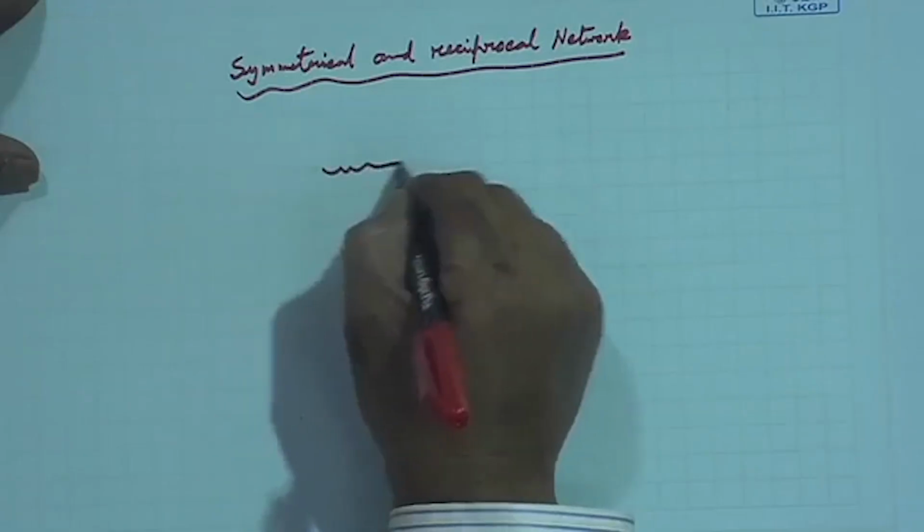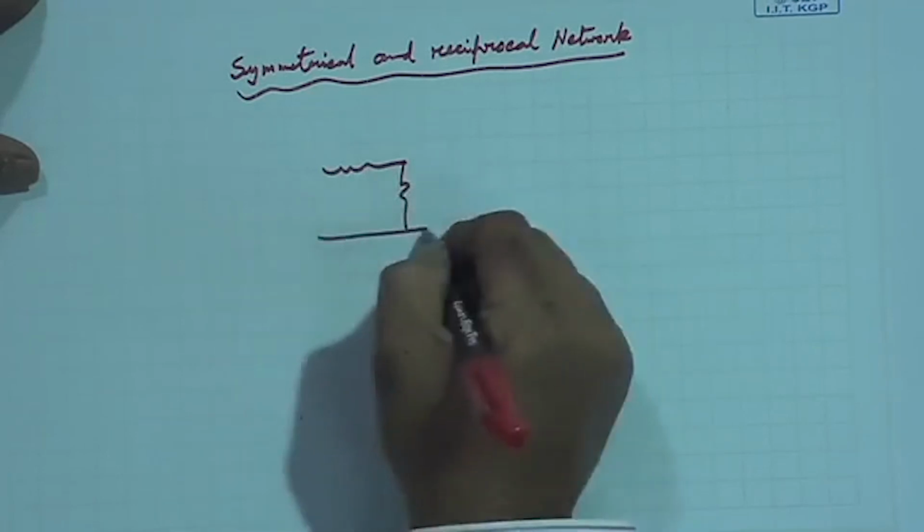Now, the same two port reciprocal network, we enforce symmetry in the network. Generally, filters, most of the times we design symmetrical filters. The two port network is symmetrical. What do we mean by symmetrical?